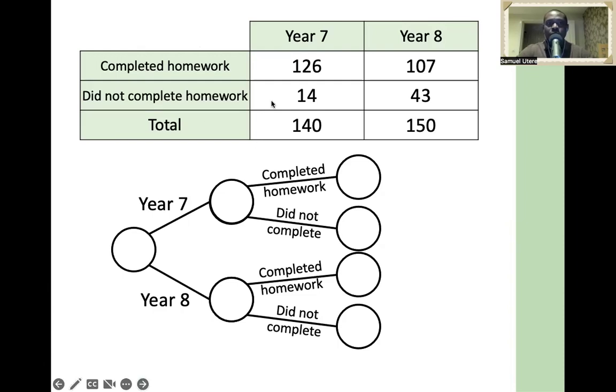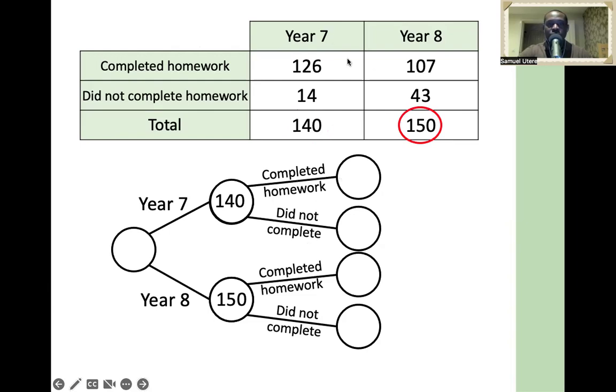So now let's start to extract some information. We know that this here represents, you can see it's on the arm of year 7, the total number of year 7 students. So we're going to put 140 there. This arm here represents the total for year 8 students. So we're going to put 150 there. Then when we look at year 7, there are some that completed homework and some that did not complete homework.